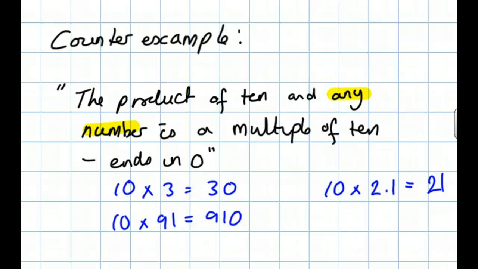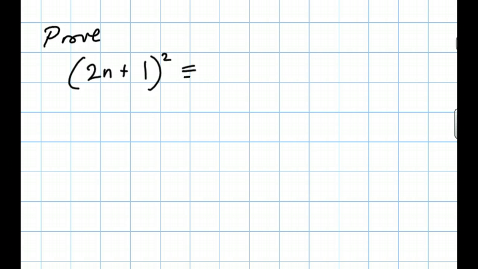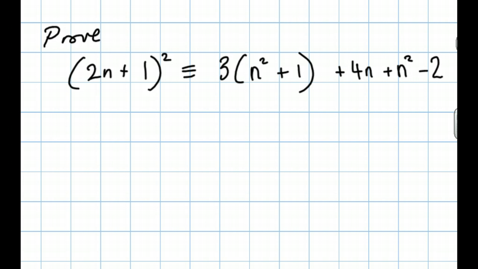Now, the third bit of mathematical proof is more just about algebra. Here we go. You might just see this single word, prove. Here we go, and it is (2n + 1) all squared is always the same as 3(n squared + 1) + 4n + n squared - 2. Well, how do we go about this? Well, it's all about proving that the left-hand side is equal to the right-hand side.